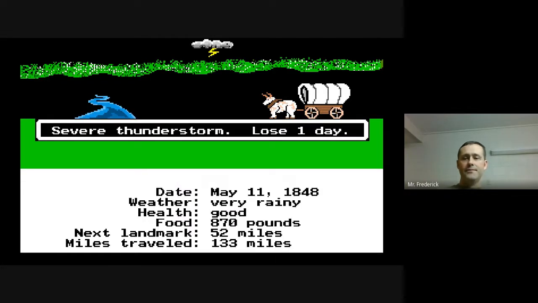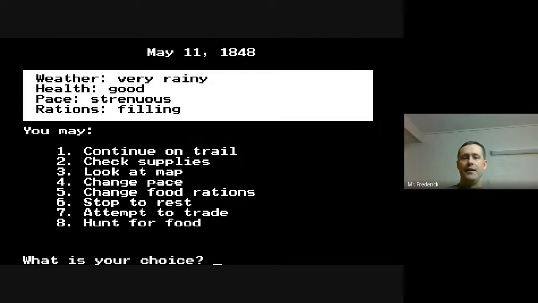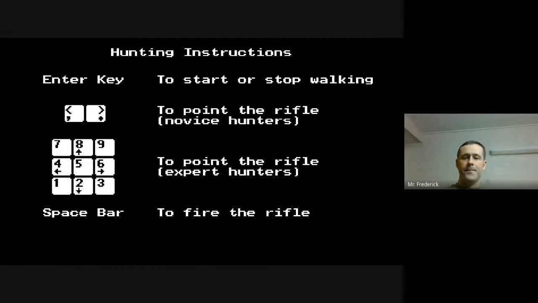Oh no, severe thunderstorm. I lost a day. The weather is very rainy. That's not good. I'm going to press enter to size up the situation. And here are my options. Same as before, but now there's a new one here at number 8. I can hunt for food. Press 8 and hunt for food.